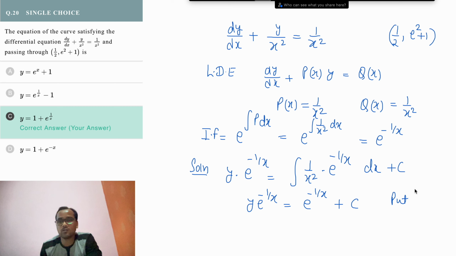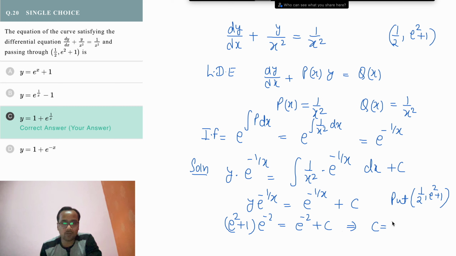Now put (1/2, e square plus 1) to get the value of c. So in place of x, if you put 1 by 2, and in place of y you will be putting e square plus 1. So it would be e square plus 1 into e raised to the power minus of 1 upon 1 by 2. So it will be minus 2. e raised to the power minus 2 plus c. If you solve this, you will get the value of c is 1, because this will be multiplied, it would be 1 plus e raised to the power minus 2. So c will be 1.